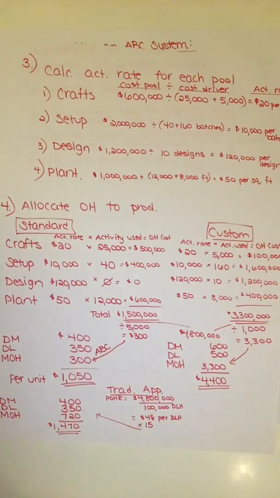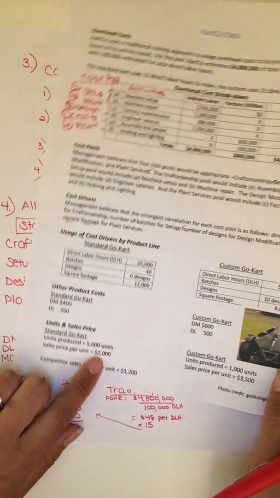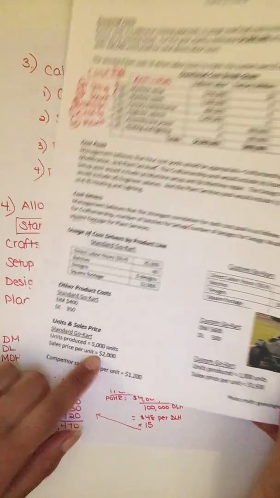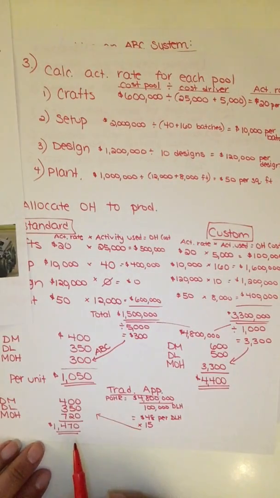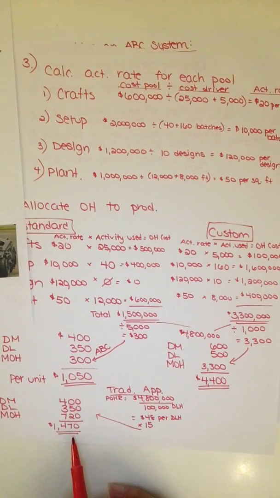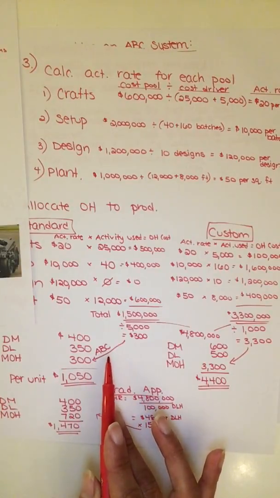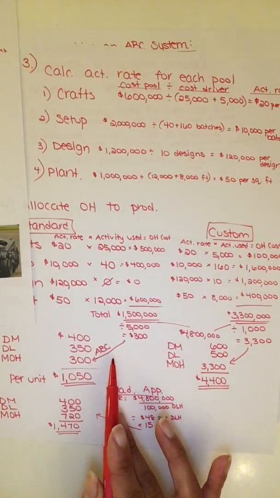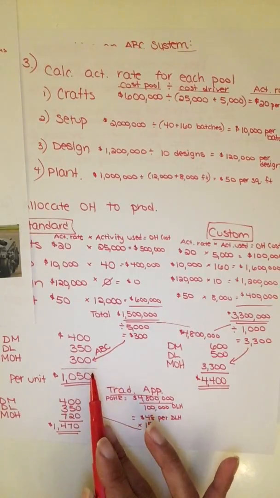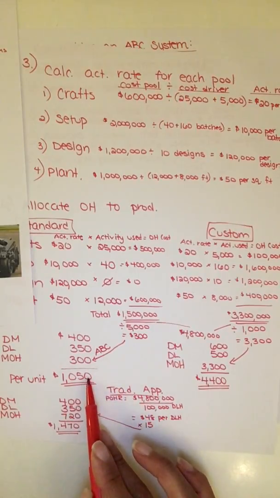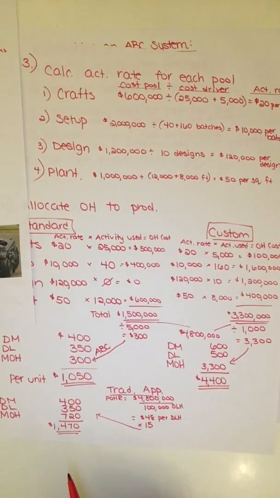Now, if you look at the sales price, it is $2,000 for a standard go-kart. So we weren't experiencing too much gross profit, right? We obviously will have more with ABC, and more importantly, we'll accurately be tracking our costs. So if we need to reduce our price, we know that we can reduce up to 1,050, whereas before we thought that our cost was $1,470. So now we have a better idea of what our true overhead costs are for the standard unit.